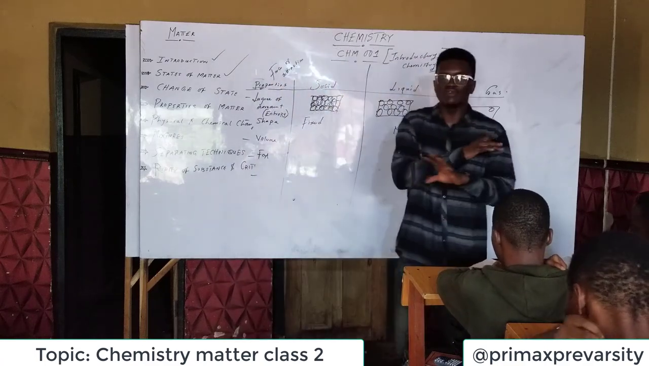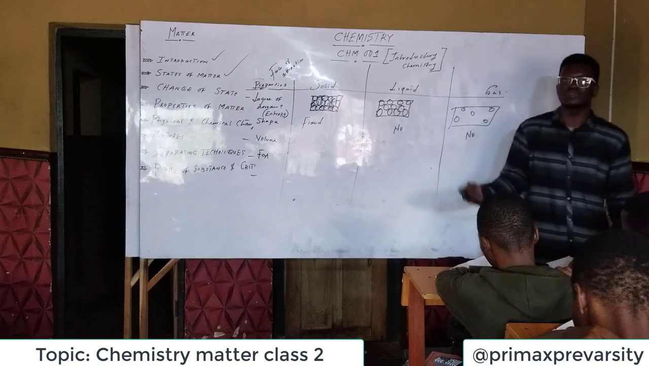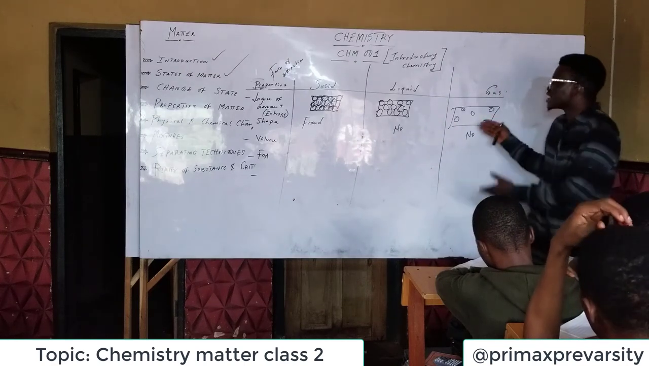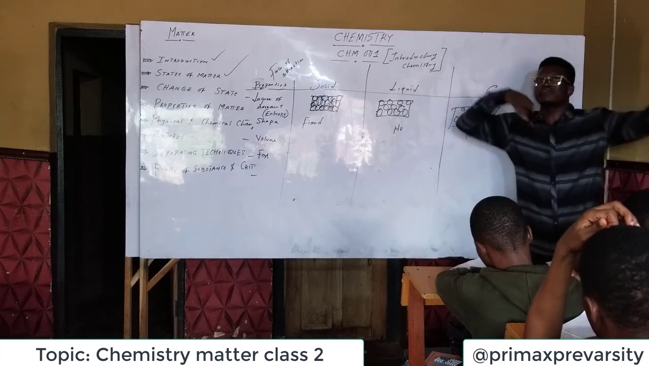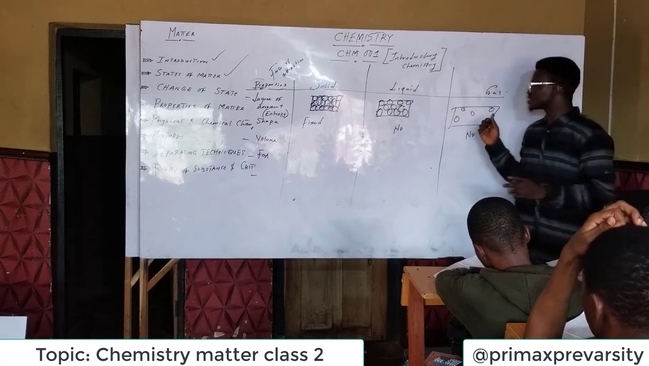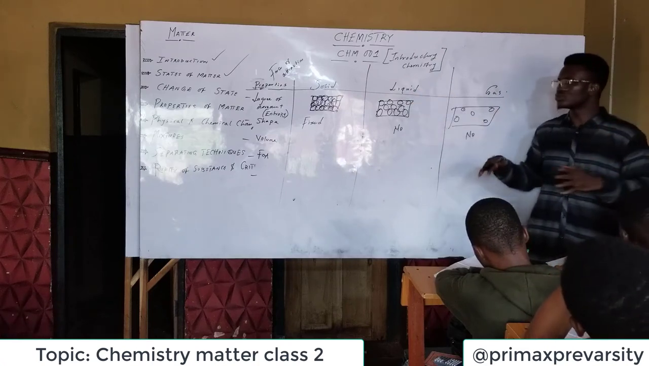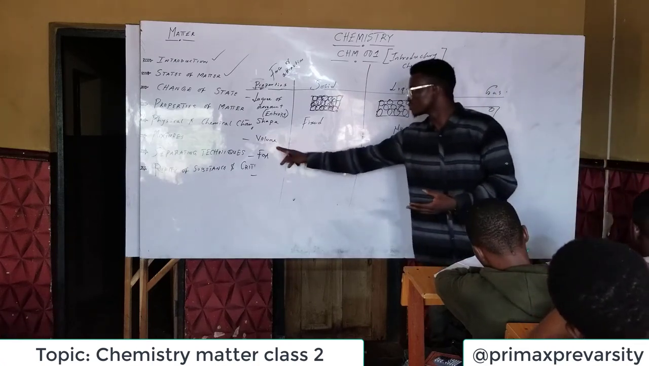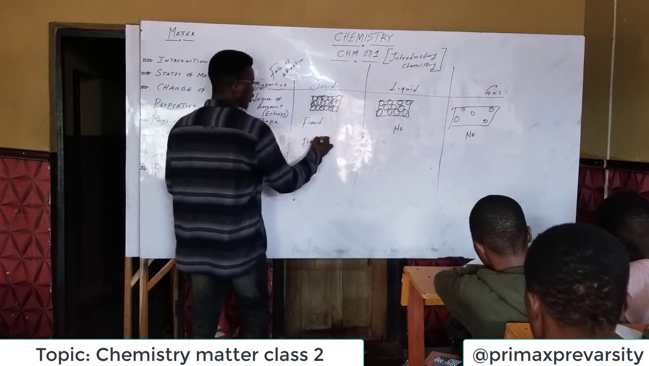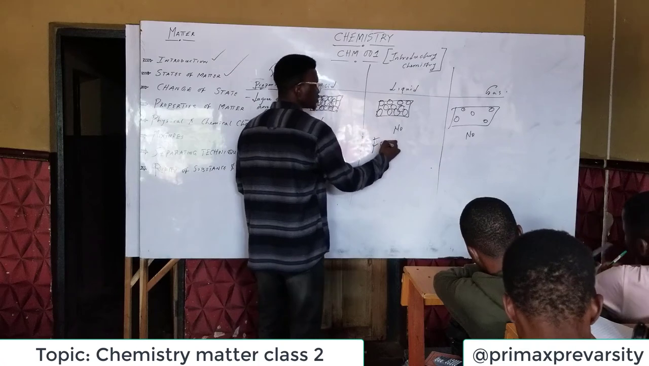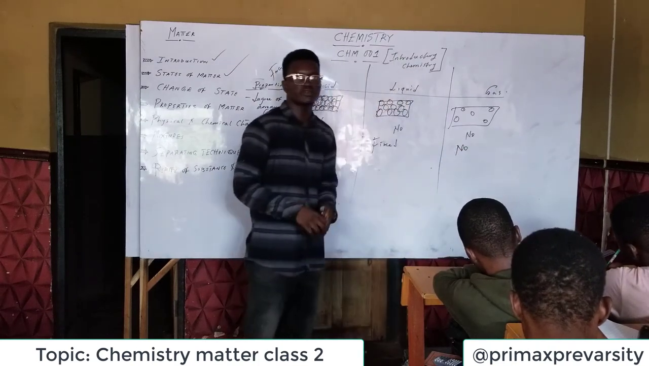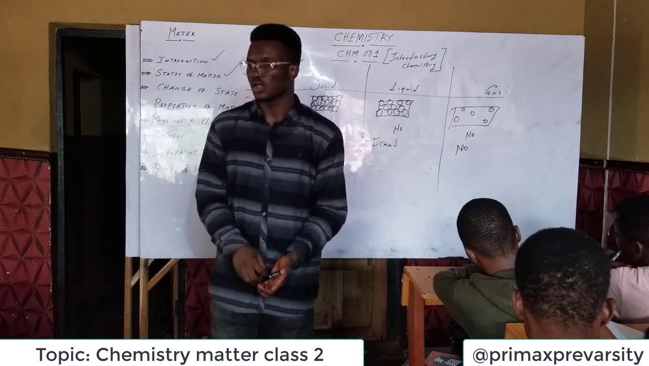But your liquids don't have a definite shape. They only take the shape of the containing vessels. But your gases, they occupy every form of available space. Gases occupy every available space. How about volume? Your solid has a fixed volume. The volume is fixed. Liquid also has a fixed volume. But gases don't have a fixed volume.